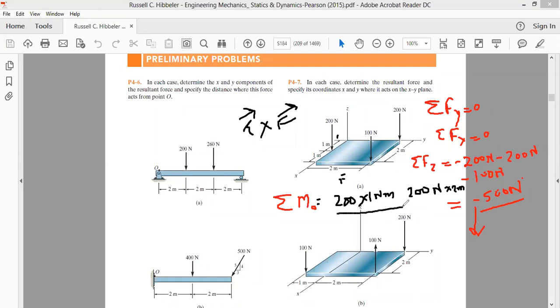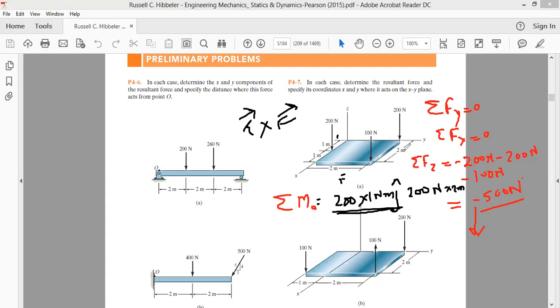Let's write this in the vectorial form. Once you are taking the moments of this 200 Newton force, it will be about an axis called the y-axis. So I will write this moment is along j cap, and it's positive. Now the moment of this 200 Newton force is 200 Newton multiplied by 2 meter.